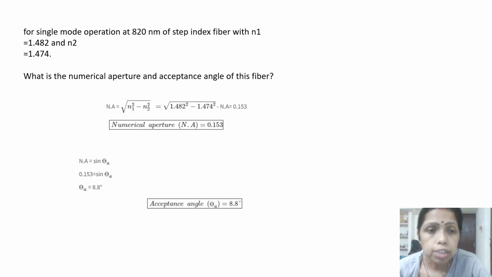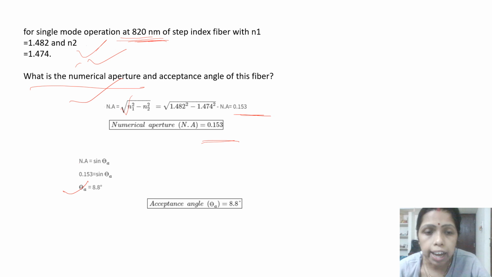So there is one numerical. Here eta 1 and eta 2 are given, and the light is operating at 820 nanometer. So what will be the numerical aperture? Numerical aperture is root under n1 square minus n2 square. Calculate this and you will get 0.153. The acceptance angle: NA is equal to sine theta A. So if we put 0.153, theta A will be sine inverse 0.153. You will get 8.8 degree. This is the acceptance angle.